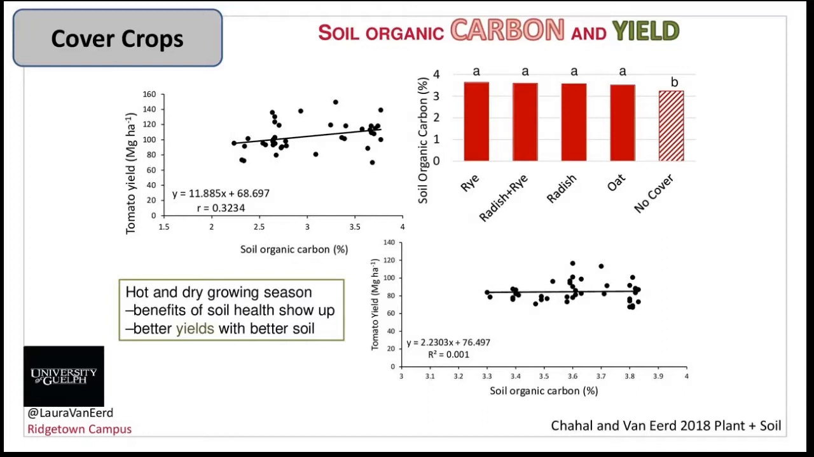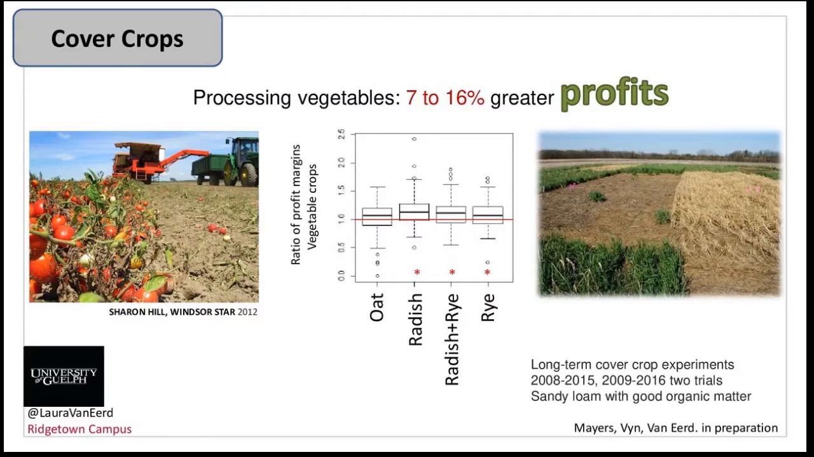So, and then I just talked about yield. So why don't we put it all together and talk about profits? So here in the middle, we've got the ratio of profit margin. I worked with Danny Myers, MSc student with Richard Vine, the economist here at Ridgetown campus, using our long-term cover crop experiments from 2008 and 15, and then a repeated trial from 2009 to 2016. So over those years, we've got 8 crop years, and she took the profit margins from all of the vegetable crops. Over those 8 years, we had 4 years of processing veg. She took the profit margins, so the ratio. So if it's 1, then yield with cover crops is the same as without.